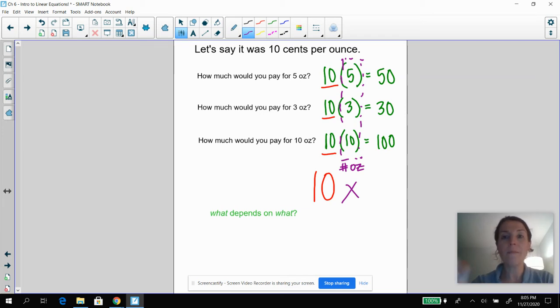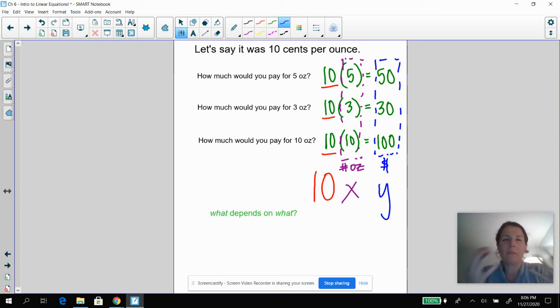And then wait a second, something else is also varying. It is my amount that I paid, right? So the total amount that I paid, this dollar amount, is also varying. And so I'm going to give that a different variable. I'm going to give that the variable y. And if we think about what we talked about earlier, when we talk about two variables, often we talk about x and y. And so that's why we've gotten into the habit of that in algebra.